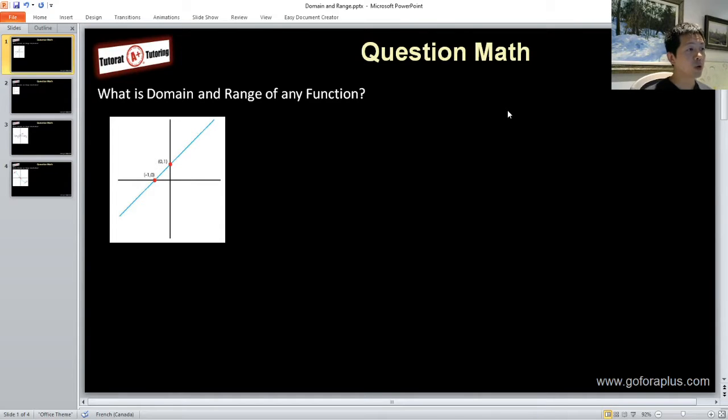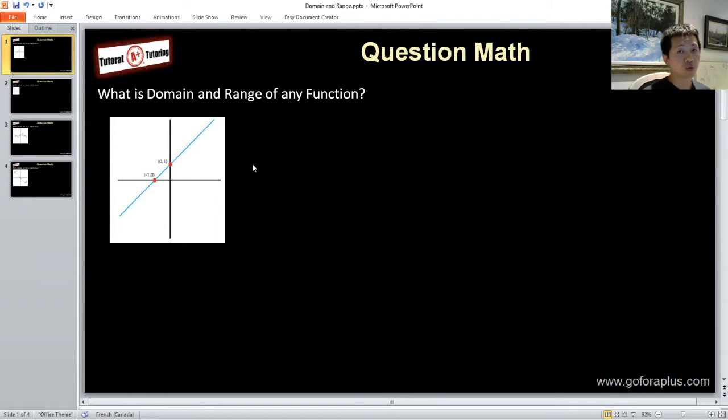So to answer the question, what is the domain and range of any function? Normally we learn this in high school, okay? For functions, I hope you guys know what a function is first. If you don't, then you have to figure out why we call them functions. We have linear functions, and all sorts of different functions.